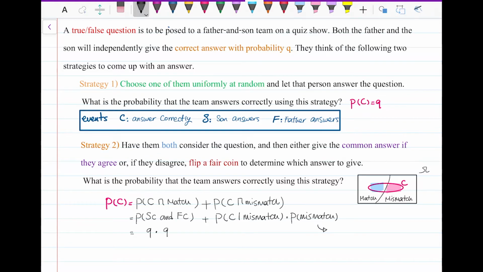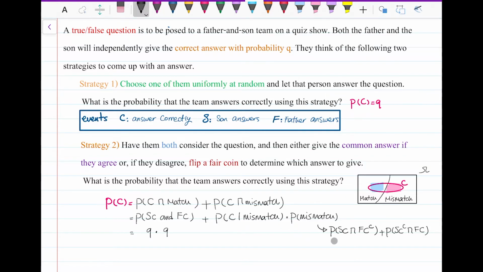It means that the son has the correct answer and the father has the incorrect answer, or the son has the incorrect answer and the father has the correct answer. So I'm gonna say that the probability that the son gives the correct answer and the father gives the incorrect answer, or the probability that the son gives the incorrect answer and the father has the correct answer.